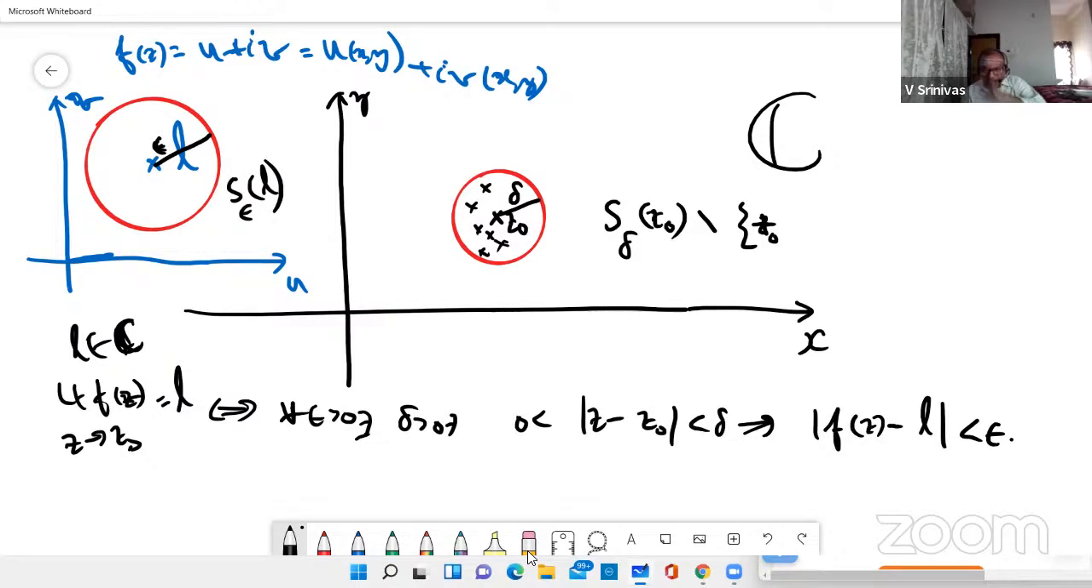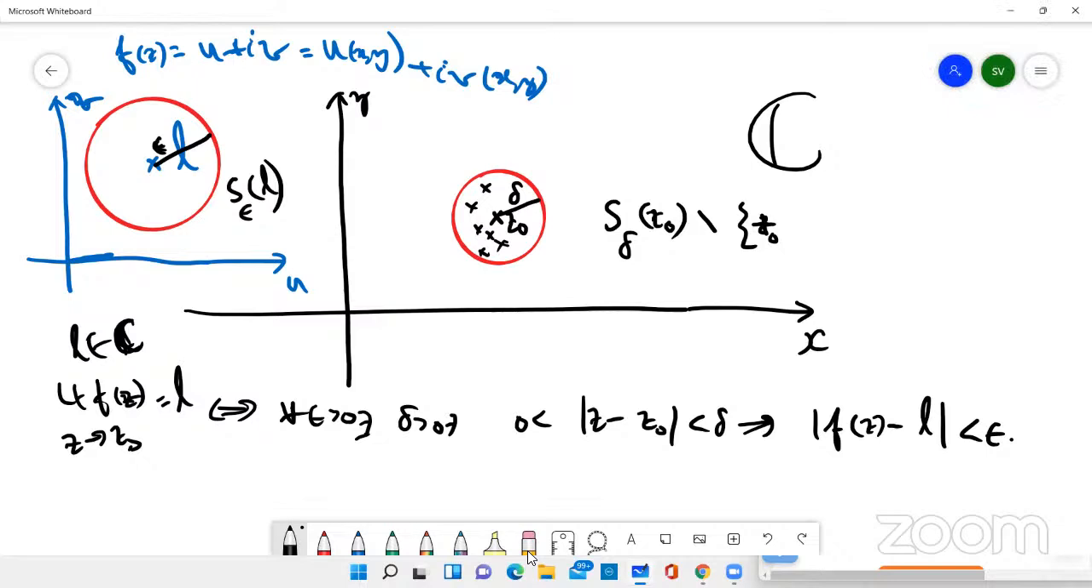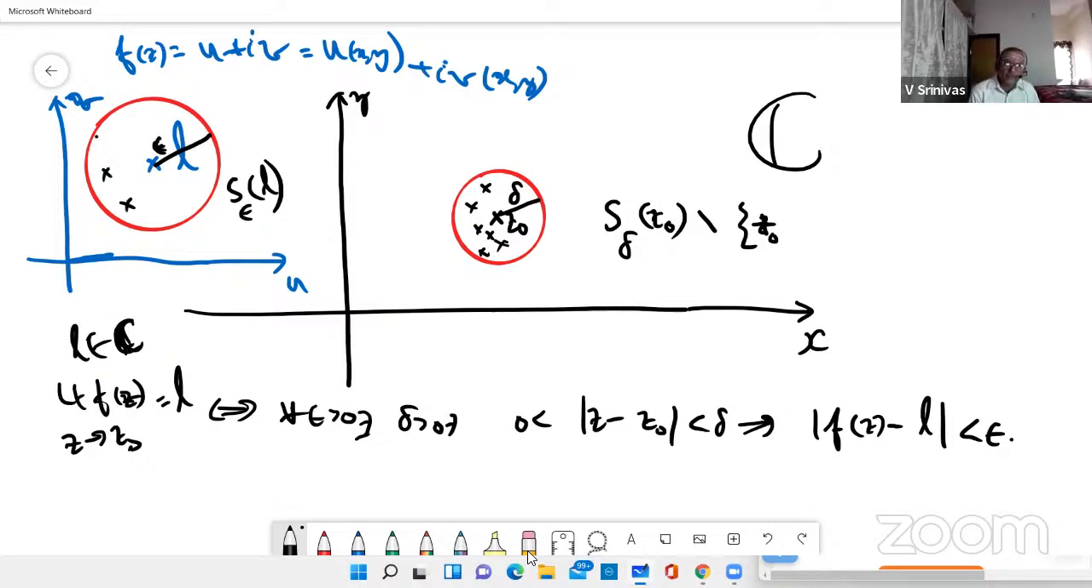If you take z values in this, f(z) values must be in this. These are f(z) values. As you allow z to vary in this, f(z) values may vary in this.